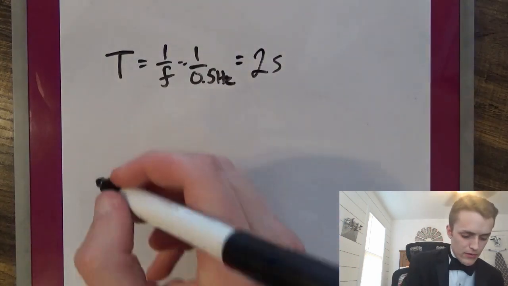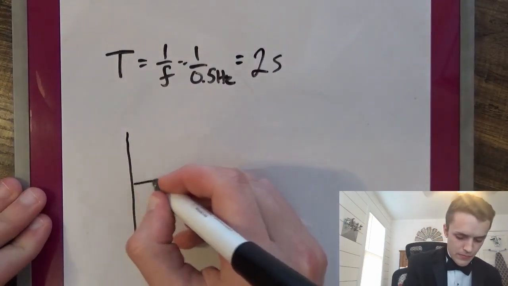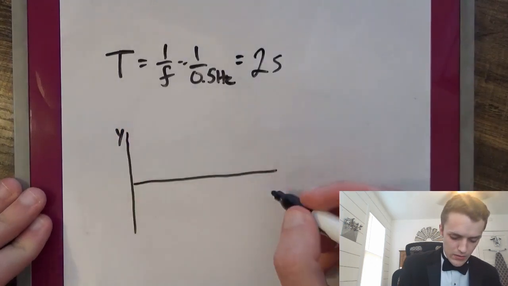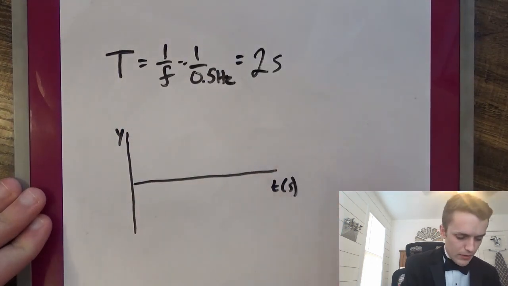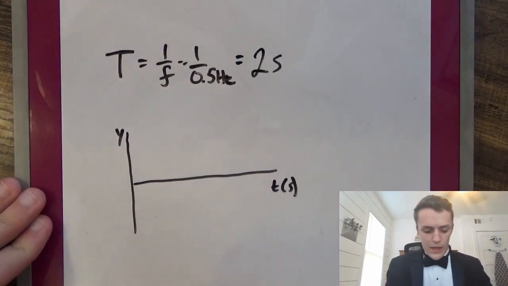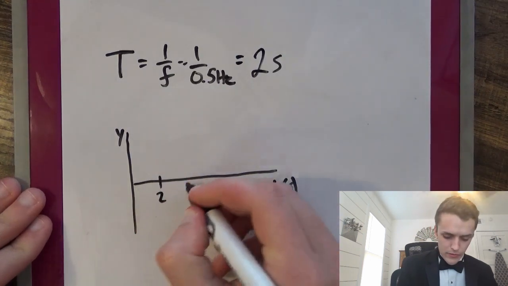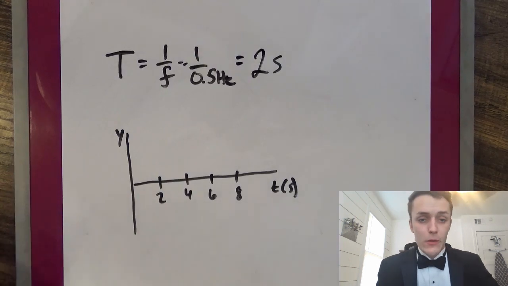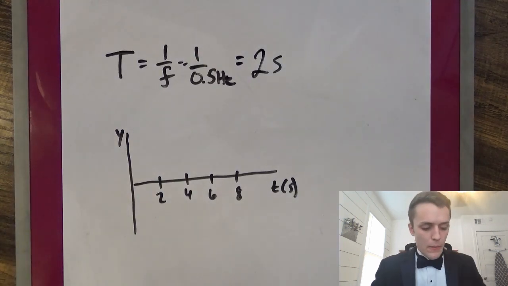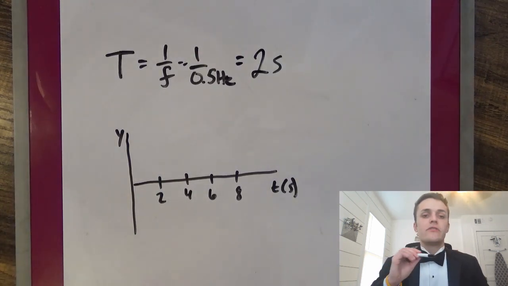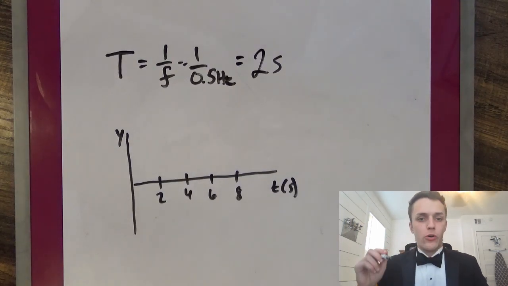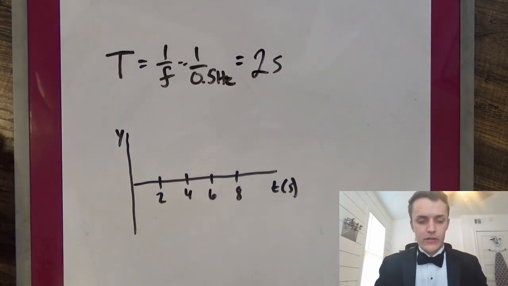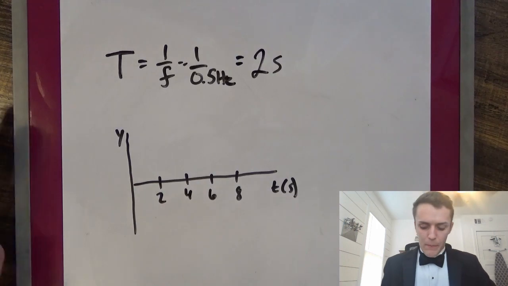I'll draw my axes here. Should have done that before. It's y and time. All right. So it's got 2, 4, 6, 8. I'm just going to draw up to the 8, and you might see why. So our period is 2 seconds, meaning it takes 2 seconds to do 1 full oscillation. And so we can draw that.